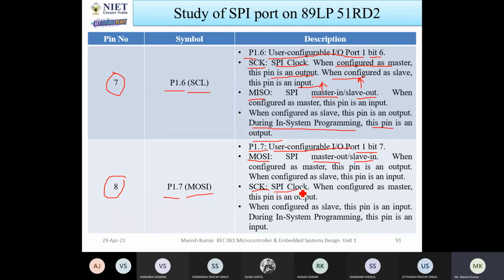So master will work as an output pin and slave will work as an input pin. Next, SPI clock. When configured as a master, then the pin is an output. See that in the case of clock, master always behaves as an output pin. Why? Since master is generating the clock, slave doesn't have the option to generate the clock. So slave will only take an input from the master. And if you are not configuring this pin P1.7, then in system programming, this pin is an input pin by default.